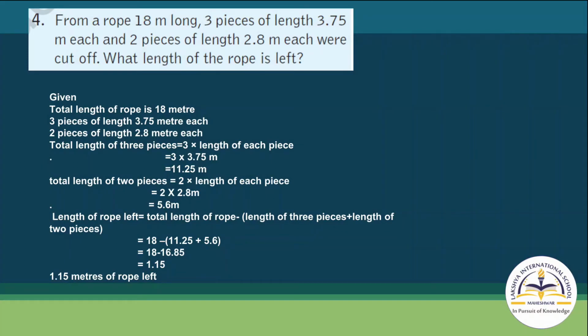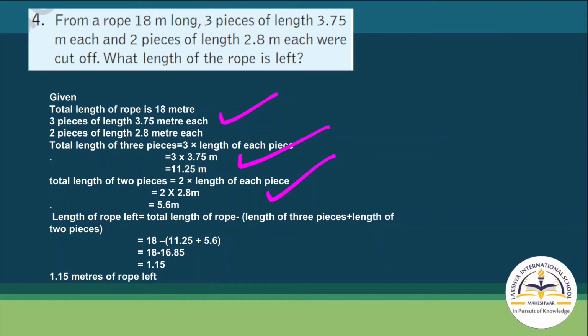Now here, from a rope 18 meter long, 3 pieces of length 3.75 meter each and two pieces of length 2.8 meter were cut off. What length of the rope is left? Given, the total length of the rope is 18. First we will write the given. Okay, now the total length of 3 pieces, so we have to multiply 3.75 into 3. Now the total length of 2 pieces, so we have to multiply it by 2.